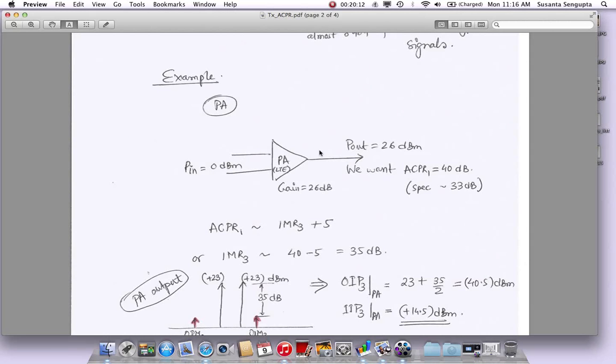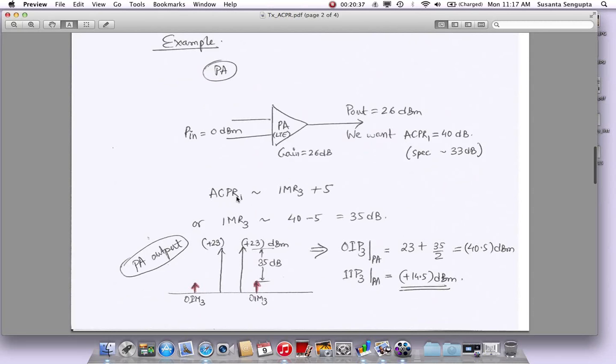So you have 0 dBm, 26 dBm, and we say we want an ACPR of 40 dB from this PA. Typically these PAs, the gallium arsenide or any other CMOS PA, are also designed to have much better ACPR than the spec. The 3GPP spec for cellular is 33 dBc for the ACPR. Okay, so we will design it with some margin, and typically 40 dB or better is a good number to have. Now we say that okay, ACPR is roughly, let's say it's an LTE case, IMR3 plus 5. So what should be IMR3? If ACPR is 40 dB, IMR3 would be roughly 35 dB.